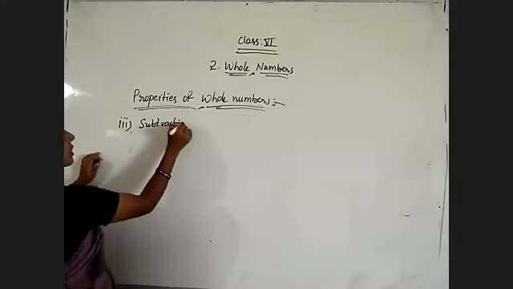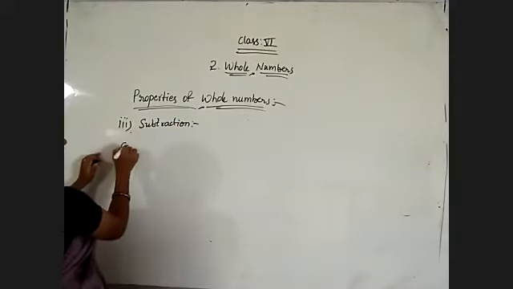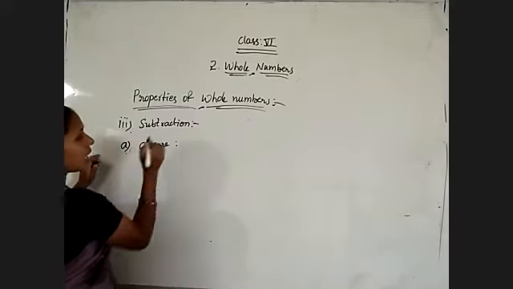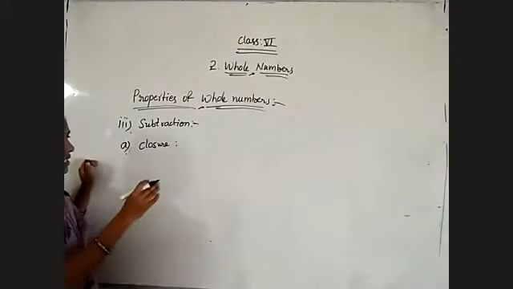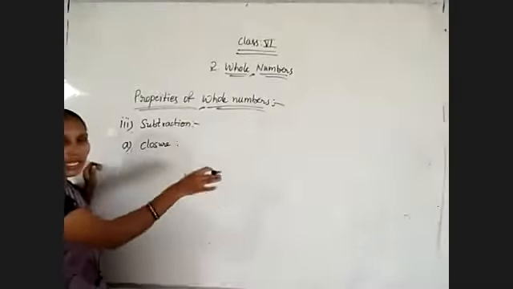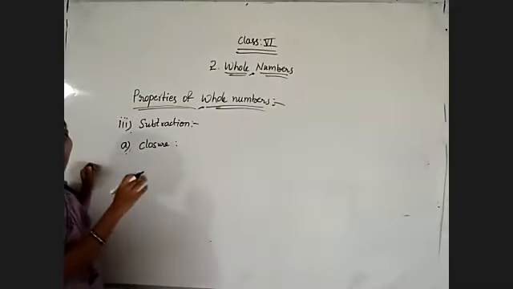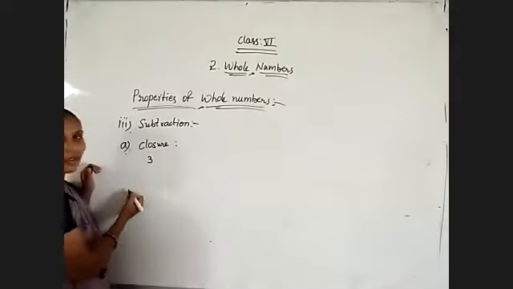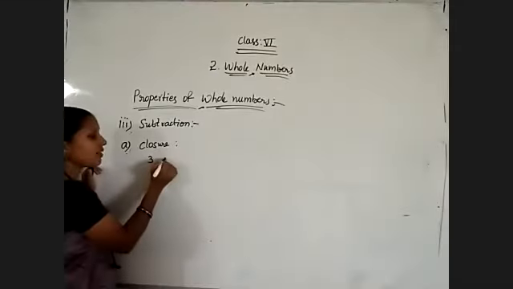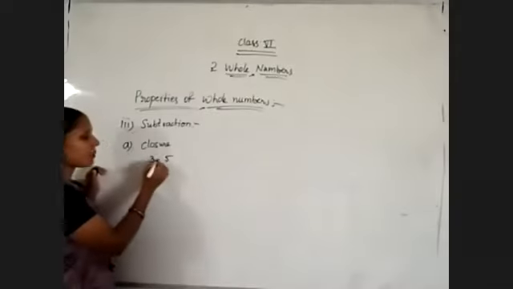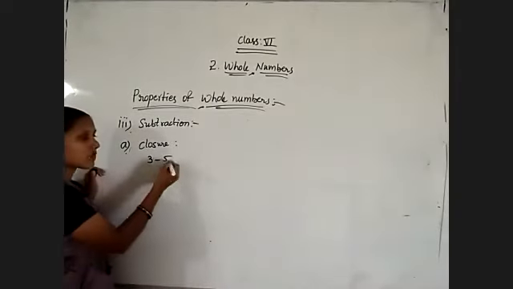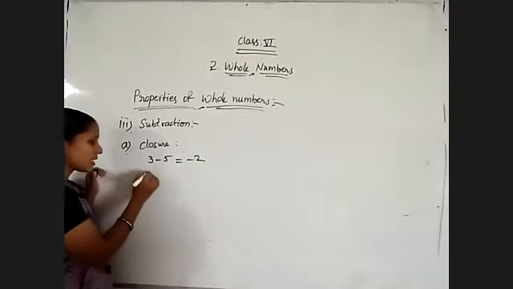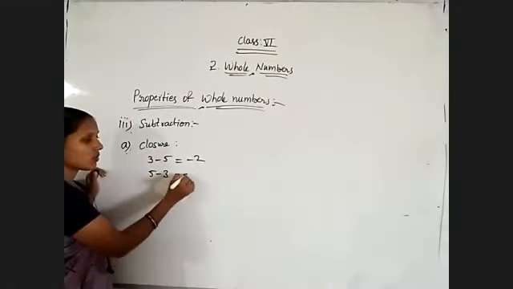So what is our first property? Closure property. According to the closure property, if you are doing any operation, whatever result you are getting must also be a whole number. Now suppose I am taking 3 as my whole number, 5 also is my whole number. I am subtracting those two. 3 minus 5 I did. So what will I get? Minus 2 I got. If I change the order, 5 minus 3 is equal to 2.